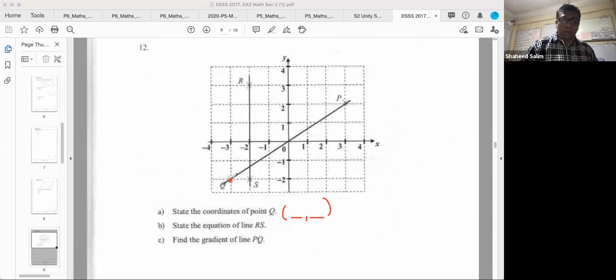Okay, Shafi, wrong. X and Y are swapped. X is the first one. This is the x-axis. This is the y-axis.